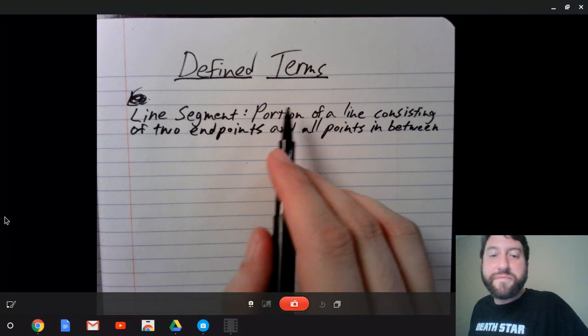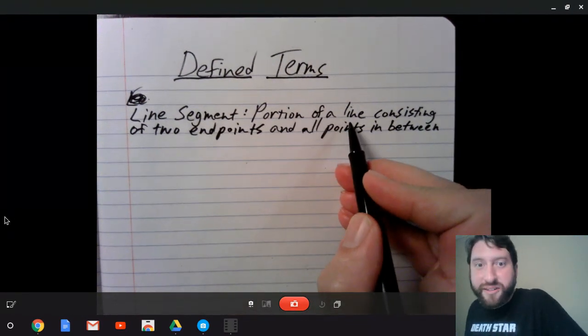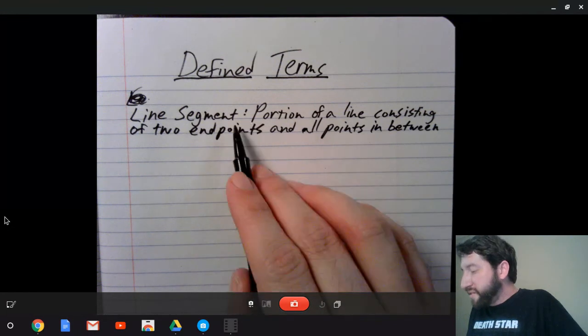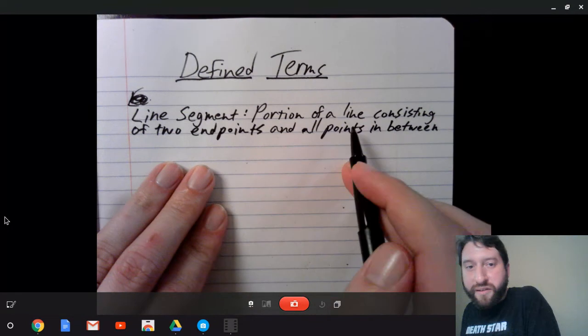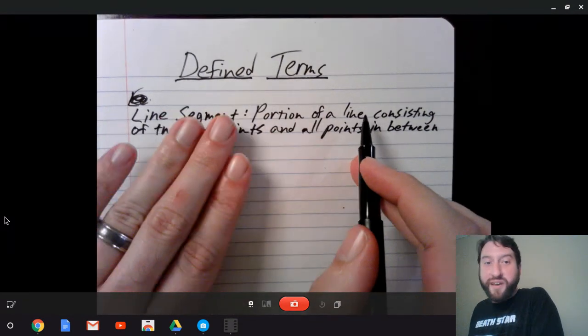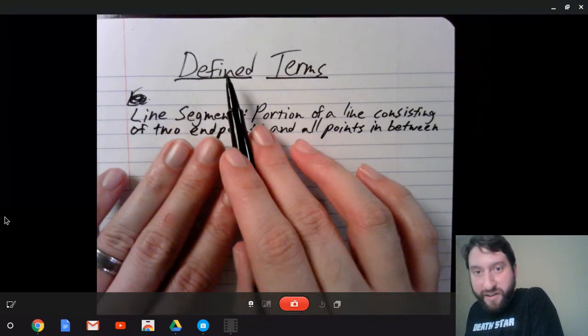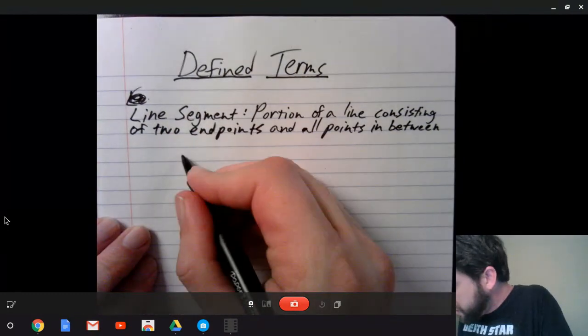So notice this is the defined term because I actually use the term line, all right? So if you have something that you're using undefined terms in, that's when it becomes defined. Because I'm using the word line to define something else, that's why I call it a defined term. All right, so we could draw this a couple ways, just like before.